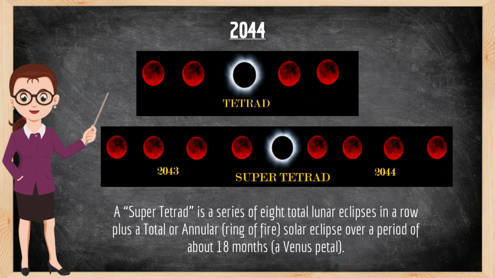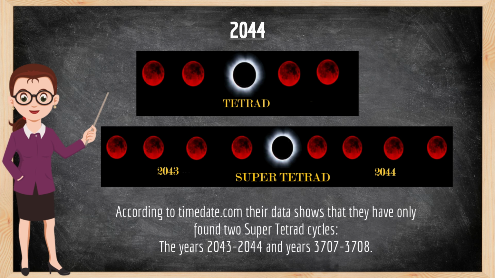Now, interestingly, it takes Venus 18 months to make one of her 5 petals of her rose. So one petal takes 18 months. So far, according to TimeDate.com, their data shows that they have only found 2 super tetrad cycles in all of history. The years 2043 through 2044 and the years 3707 and 3708.